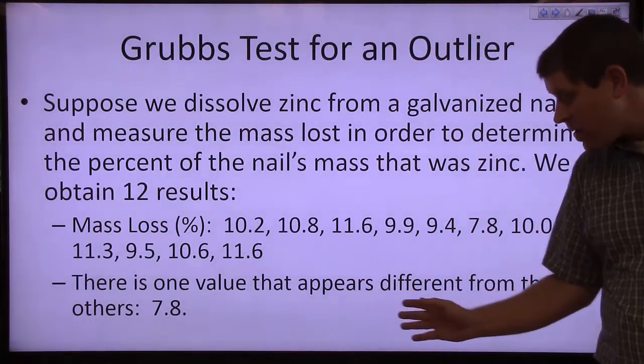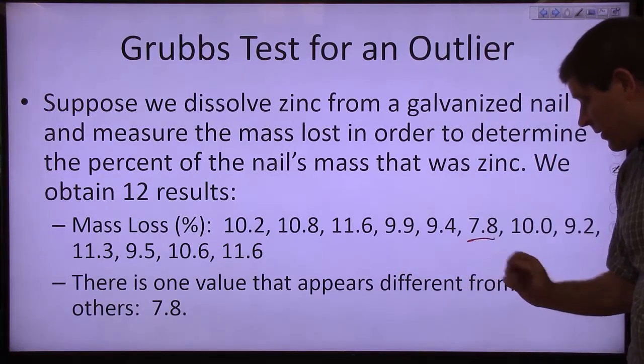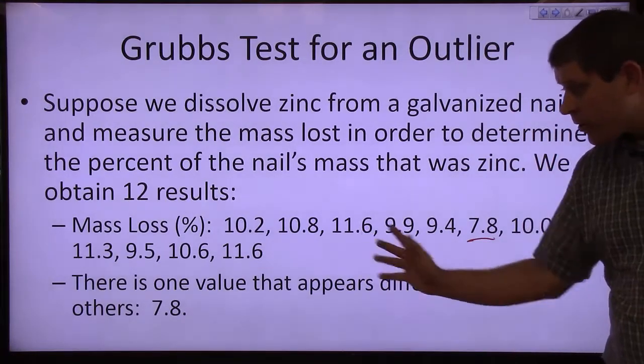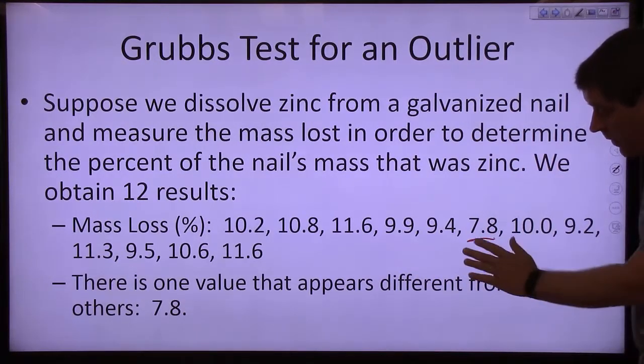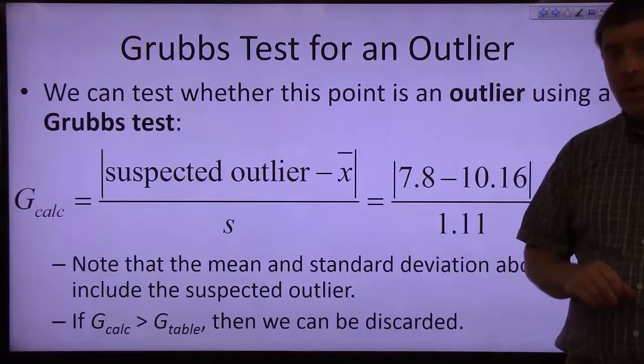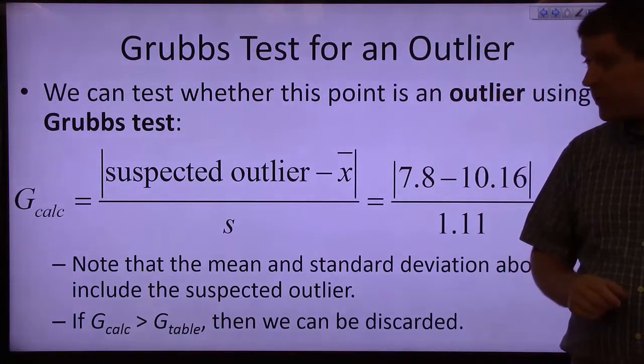Now, there's one value that appears different from the others, this value at 7.8. All the others are clustered between 9 point something and 11 point something, but this value is less than 8. So we can test whether this point is an outlier using the Grubbs test.